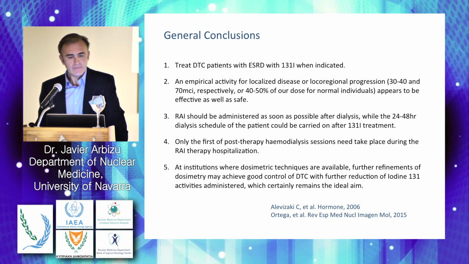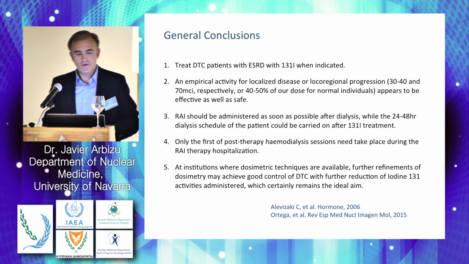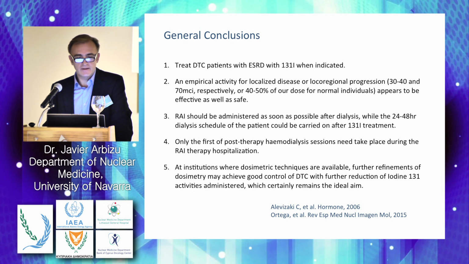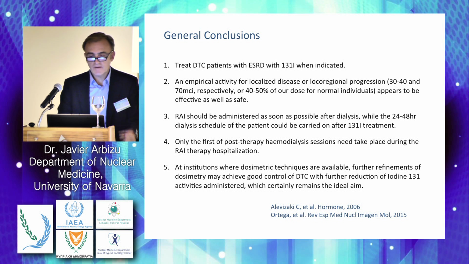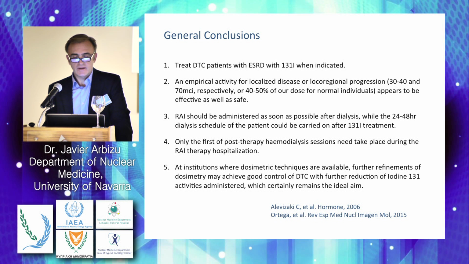So in general, the conclusion of this talk is as follows. Treat these patients with differentiated thyroid cancer when indicated. There is no clear rule to avoid the treatment in these patients. And empirical activity for localized disease or locoregional progression, 30 or 70 millicuries respectively, or just reduced to half the normal dose of normal individuals, appears safe, but when possible, please do dosimetry.